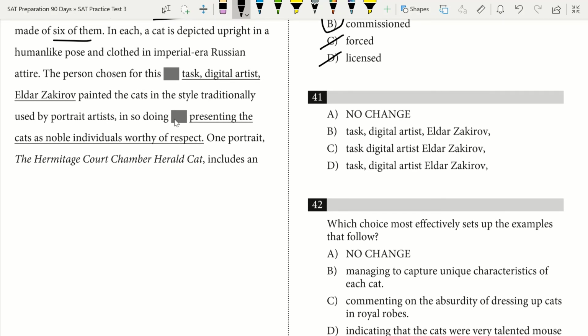In each, a cat is depicted upright in a human-like pose and clothed in imperial Russian attire. The person chosen for this task, digital artist Eldar Zakharinov. We don't want to have a comma there because that's all going to be one phrase. So we can go ahead and get rid of A, we can go ahead and get rid of B. Now the person chosen for this task, that's introducing that digital artist Eldar Zakharinov, so that does have to have a comma there. So we're left with answer choice D for number 41.